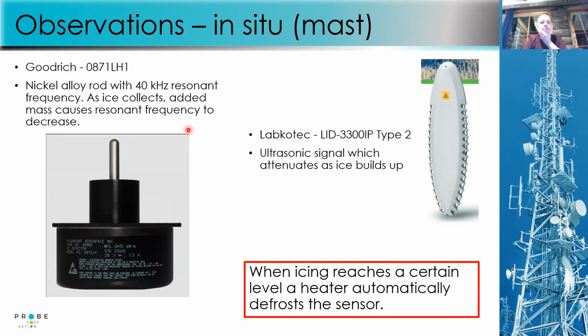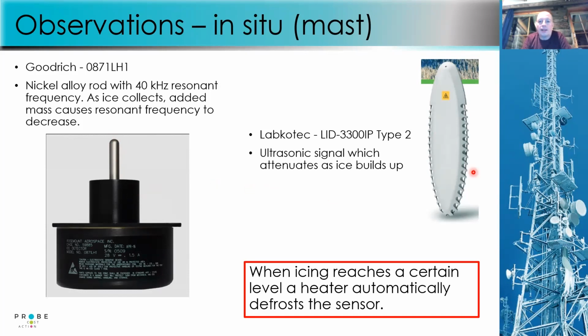So how do they actually measure icing? I've got two examples here. One is this Guðrún icing sensor, and this particular one has a nickel alloy rod that is made to vibrate at a specific frequency. As ice builds up on it, as you're adding all of this ice mass, the resonant frequency obviously decreases, and that's how you measure. So you measure the frequency, and that tells you whether it's icing or not.